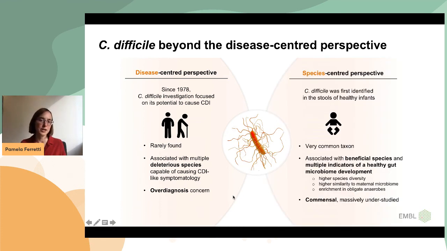On the other hand, I try to advocate for more of a species-centered perspective, where we study C. difficile also in other age groups that so far have been severely understudied, such as healthy infants. And let's not forget, healthy infants are exactly the first place where C. difficile was identified. And in healthy infants, C. difficile is not only highly prevalent, it is also highly abundant. It is associated with a series of beneficial species, and also with multiple indicators of a healthy gut microbiome development. So overall, in this context, C. difficile doesn't look like a pathogen, but much more like a commensal.